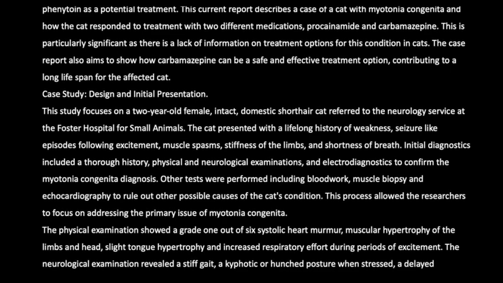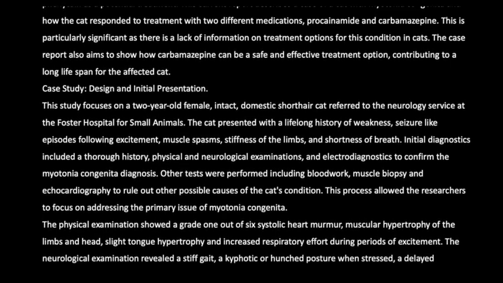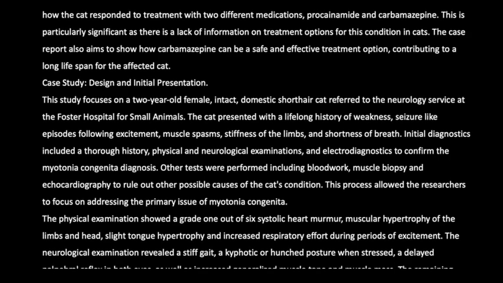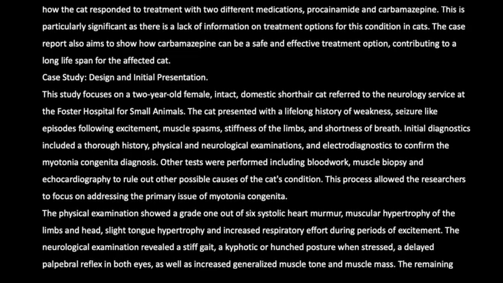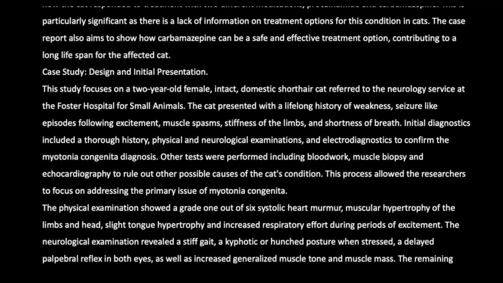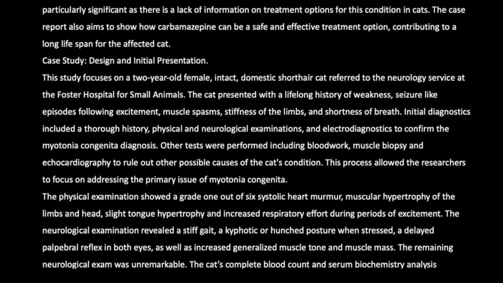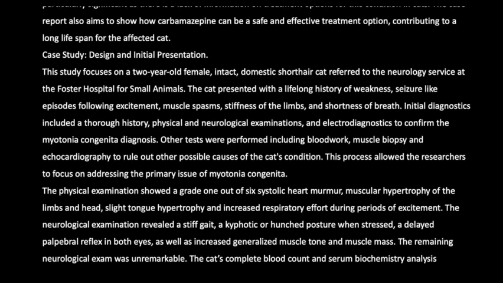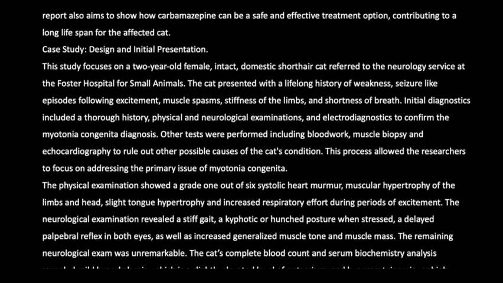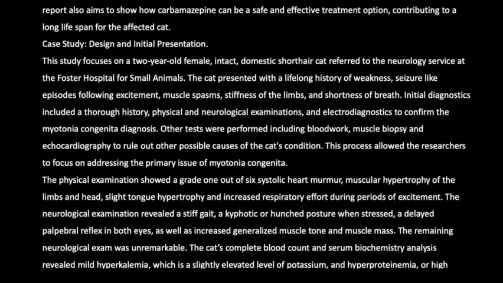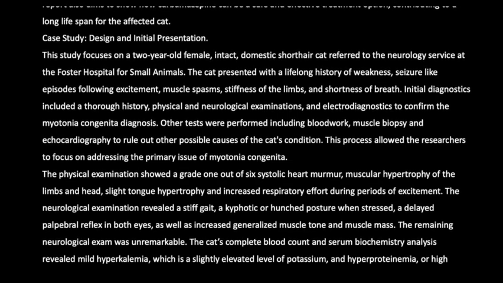Case study, design and initial presentation. This study focuses on a 2-year-old female, intact, domestic shorthair cat referred to the neurology service at the Foster Hospital for Small Animals. The cat presented with a lifelong history of weakness, seizure-like episodes following excitement, muscle spasms, stiffness of the limbs, and shortness of breath.